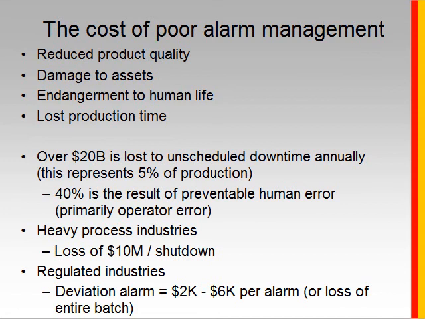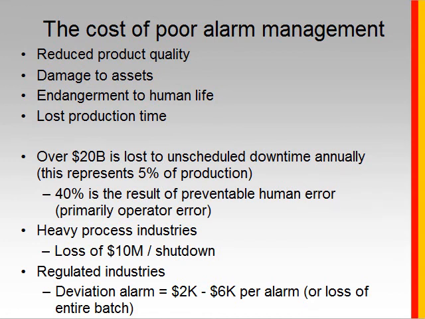There was a study that was done by ARC a couple years ago that estimated that over $20 billion is lost every year in the U.S. to unplanned downtime. And the really compelling part of that study was that 40% of that was estimated to be from preventable human error, such as the operators responding incorrectly. Now, this is not an indictment of the operator person itself, but more of the system that's working in combination with the operator.